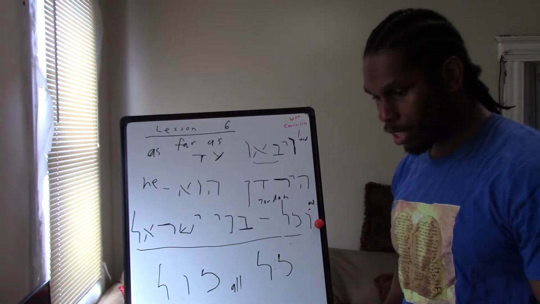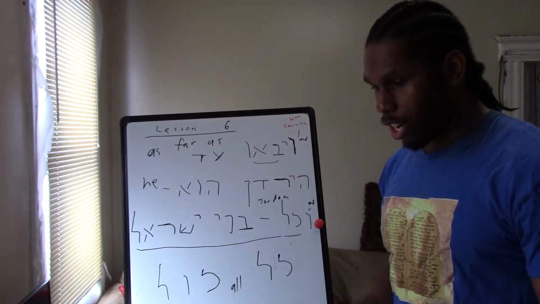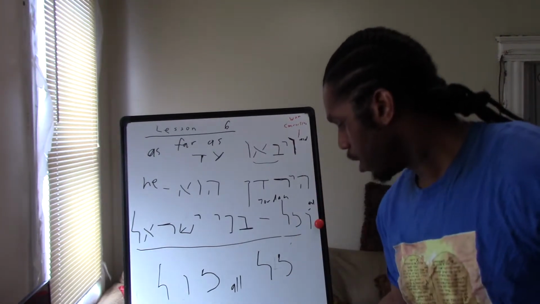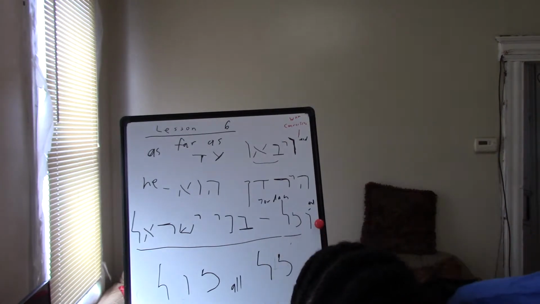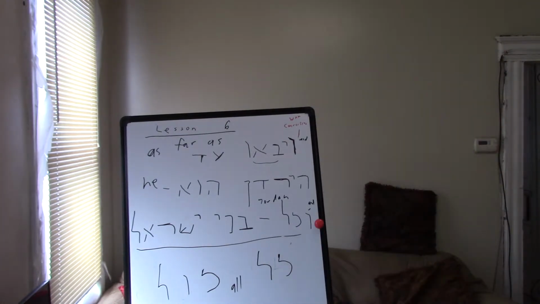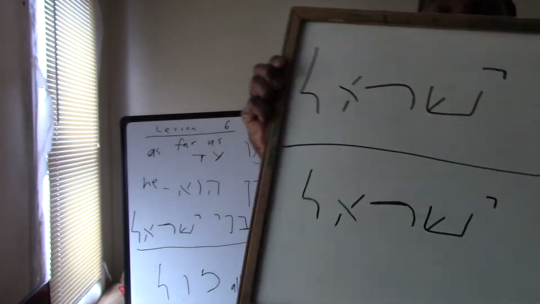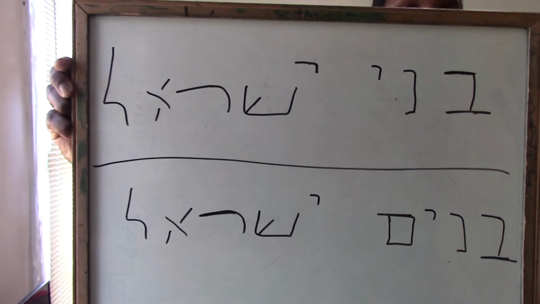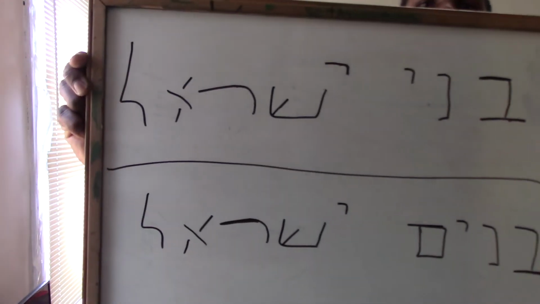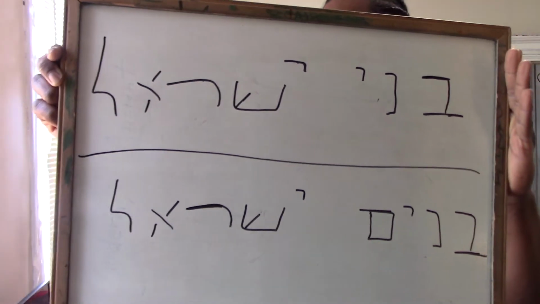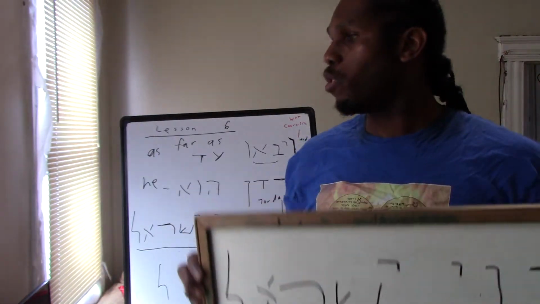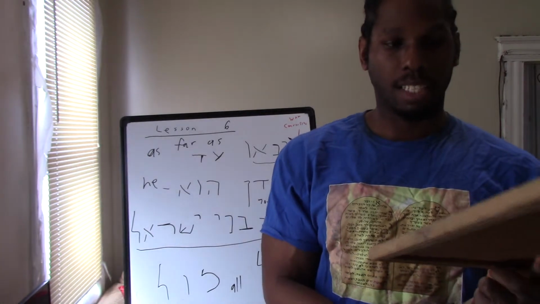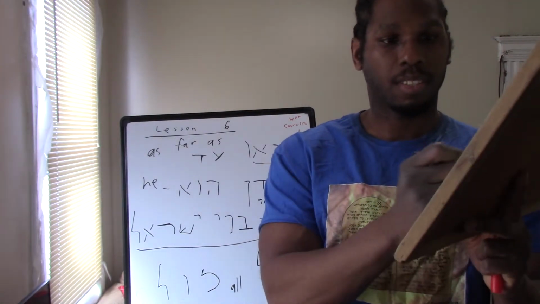Now, it says Banya Yasharalah. There's something going on about whether it should be this or this. Let me just show it to you. Should it be Banya Yasharalah or Banyam Yasharalah? That's where the controversy is. Now, it's called Banyam, if you know, a plural word for son, right here. So it'll be sons or children. So this is children.